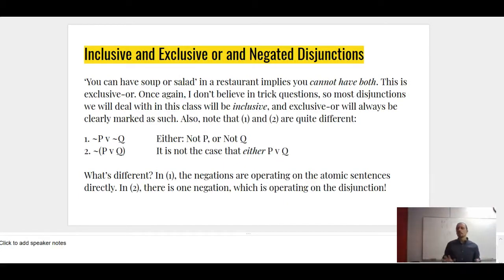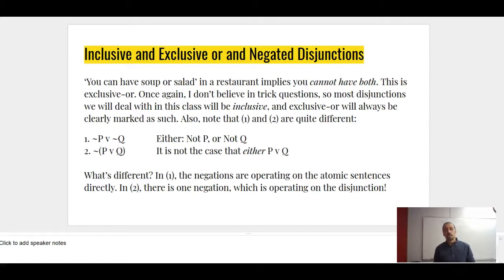So inclusive and exclusive OR. The disjunction, the OR as we defined it as a logical operator that we have, the little lowercase v, is always going to be inclusive OR. Now, super salad implies you can't have both. Because most logic professors don't believe in trick questions, and none of my assignments will have trick questions, just assume that we're always going to be doing inclusive OR, and that exclusive OR will always be clearly marked as such. So if we're going to be having an exclusive OR for whatever reason, I'm going to tell you. Generally speaking, always assume that we're going to be dealing with the regular inclusive OR.